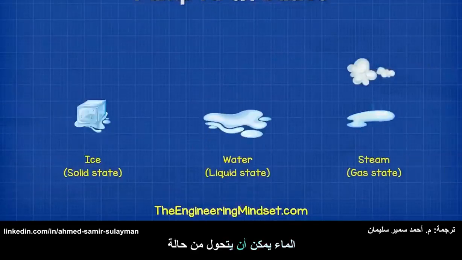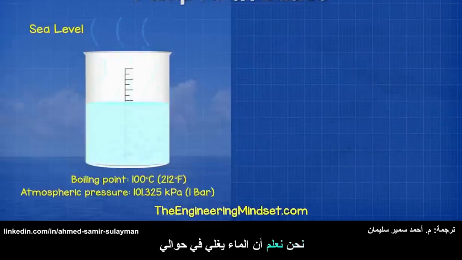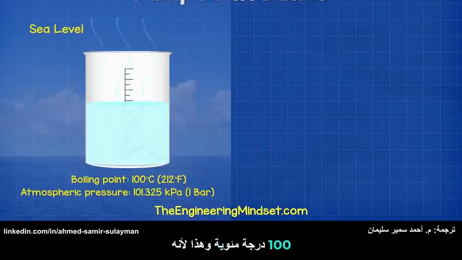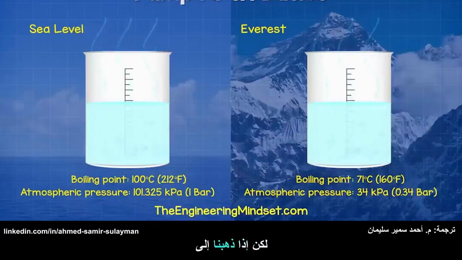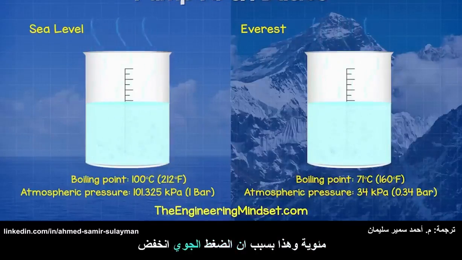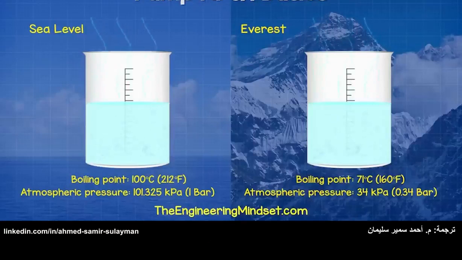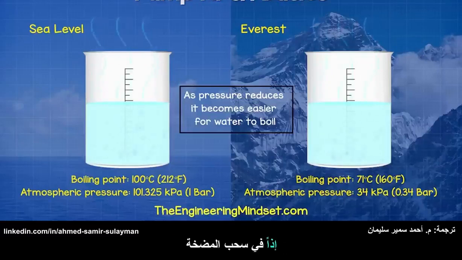As we know, water can turn from a liquid state into steam or a gas state. We know that water boils at around 100 degrees Celsius, and that's because it's at sea level, which has an atmospheric pressure of 101.325 kPa. But if we went to the top of Mount Everest, then water boils here at just 71 degrees Celsius, and that's because the atmospheric pressure has reduced to 34 kPa. As the atmospheric pressure reduces, it becomes easier for the water to boil.